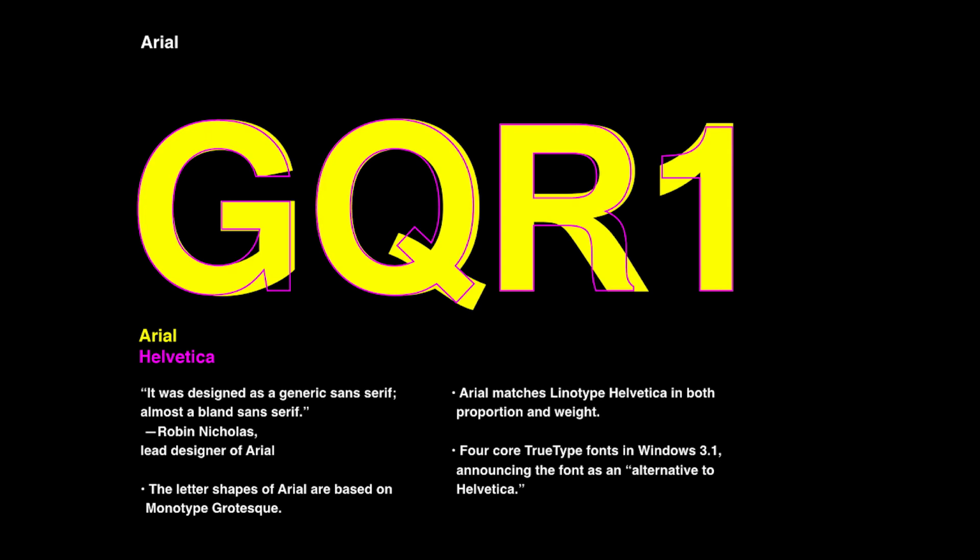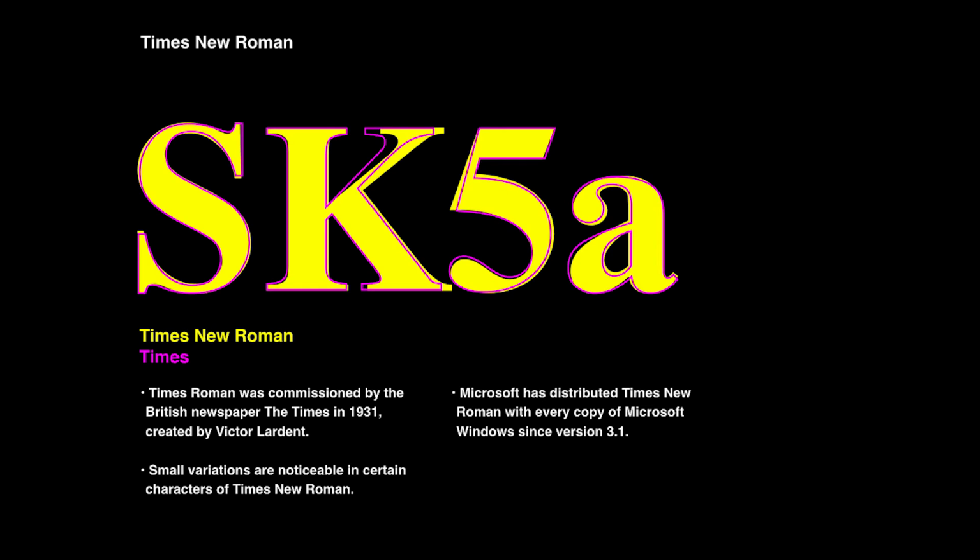So we just picked Arial and Times New Roman. Arial is sort of an inferior version of Helvetica, and we actually like that because of the low tech and low budget quality of the project. And Times New Roman was commissioned by the newspaper The Times in 1931. So we thought this is a pretty cool pairing with Arial. Let's just go with that.